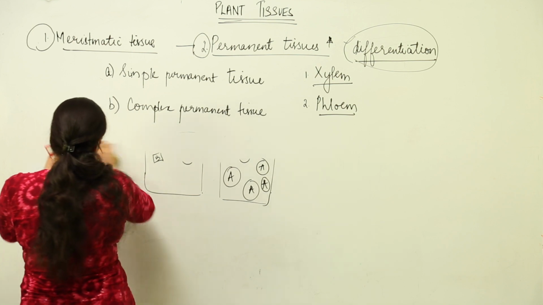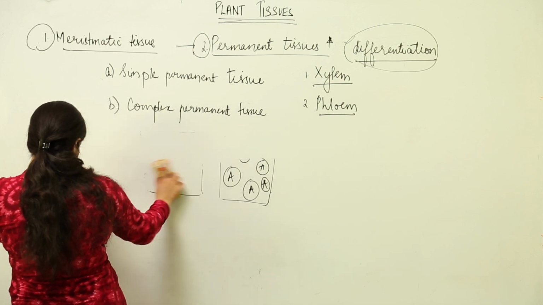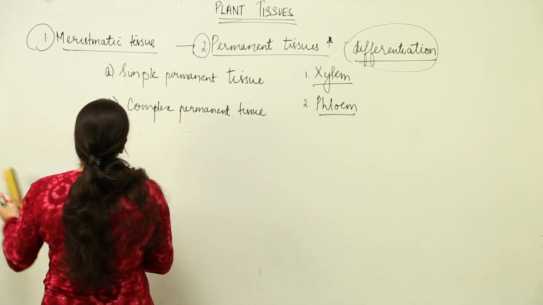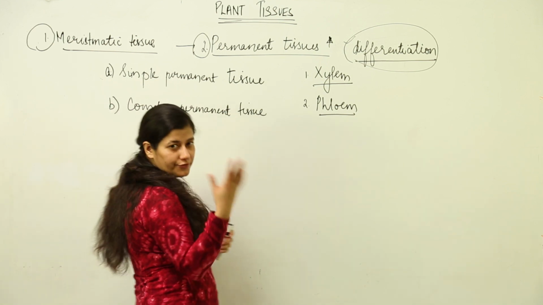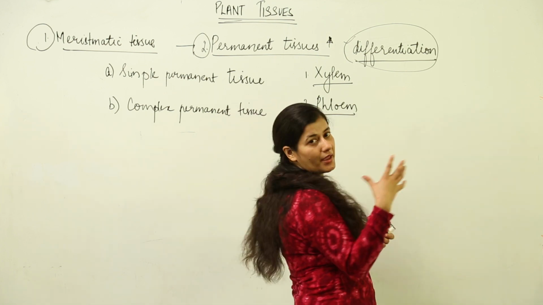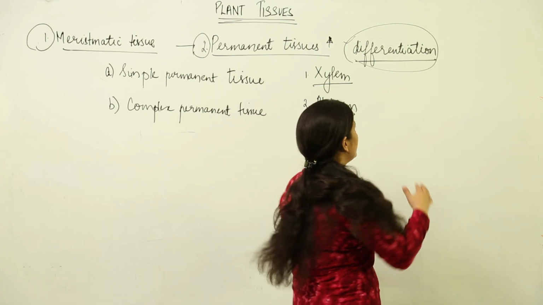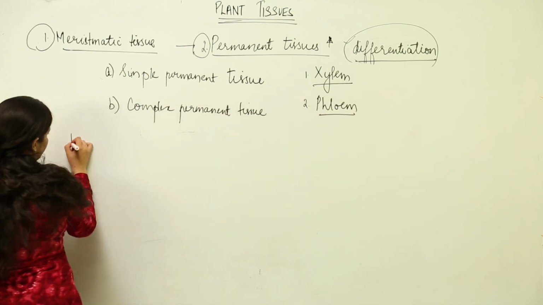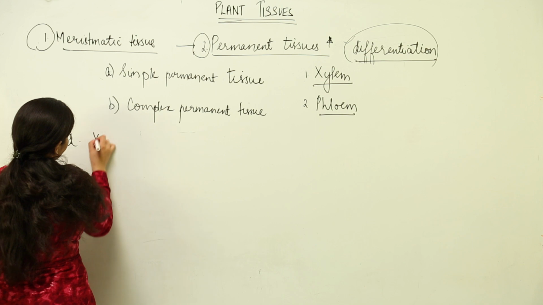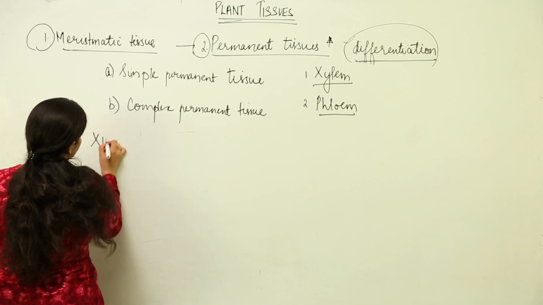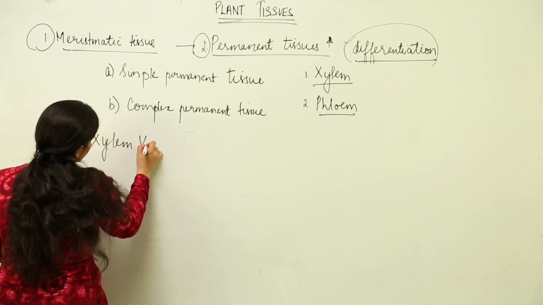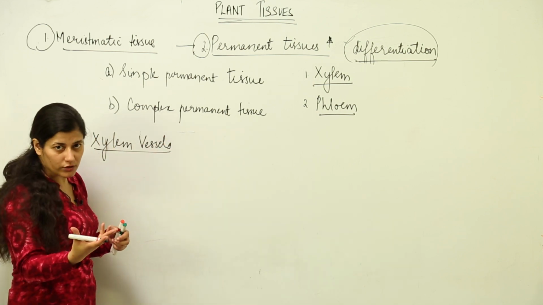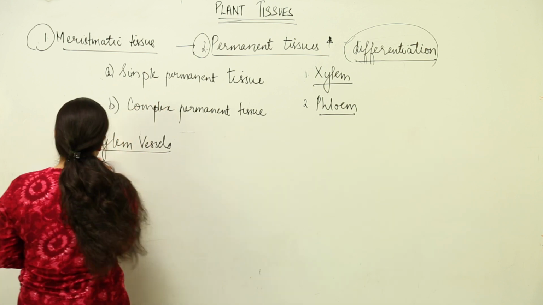Now, talking about the two different types of complex permanent tissues, we see that it is having xylem and phloem. Now, xylem is further made up of four types of cells. What are those four types of cells? Firstly, we have xylem vessels, very important for carrying the water or the sap above to the leaves from the roots.